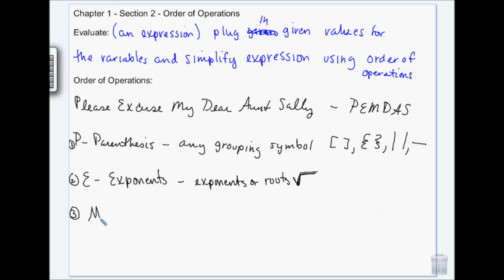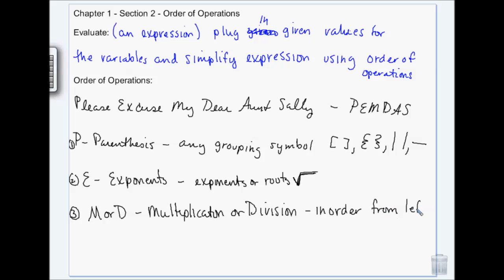Next, you have multiplication or division. And you do those in order from left to right. So you don't have to go through and do all the multiplication first and then go back and do all the division. As you look at your problem, in the order you'd read it, left to right, if division comes first, you do the division before the multiplication, or if multiplication comes first, they have the same weight.